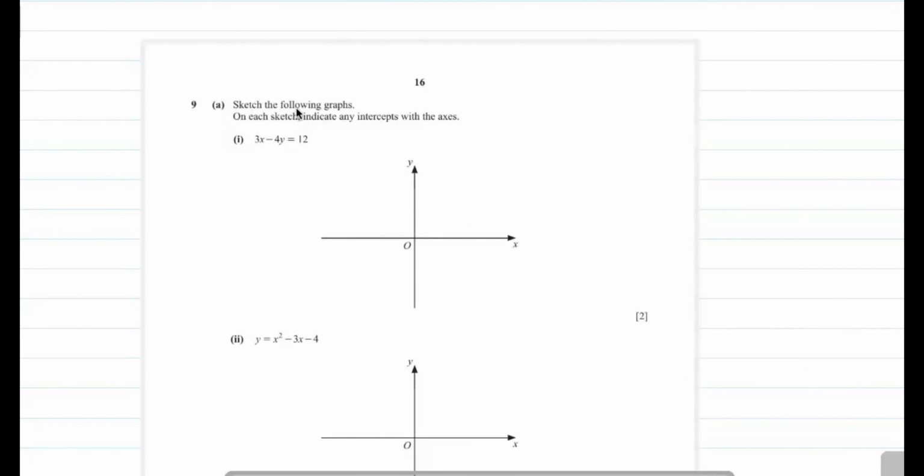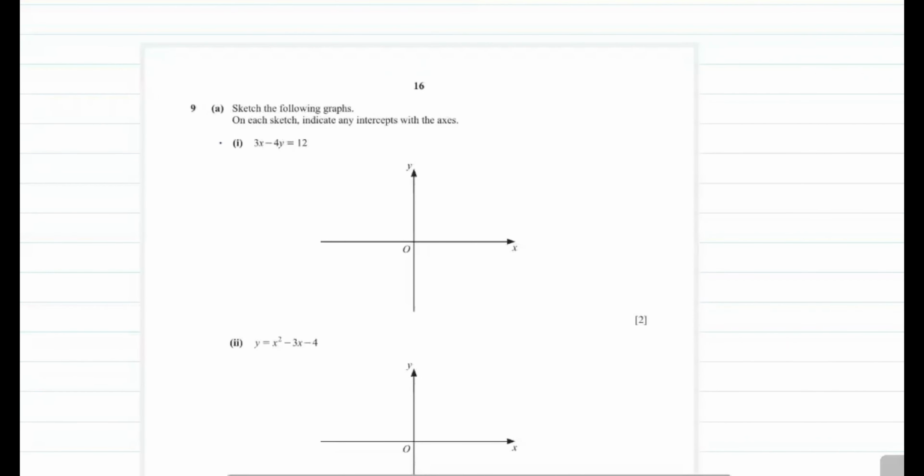Question 9 part a is to sketch the following graph. On each sketch, indicate any intercept with the x-axis. Now in this question, you see here, this is the graph of a line. To draw this graph, we take 2 points, any 2 points. Suppose that we take x equal to 0. We see that the line becomes 0 minus 4y equal to 12.